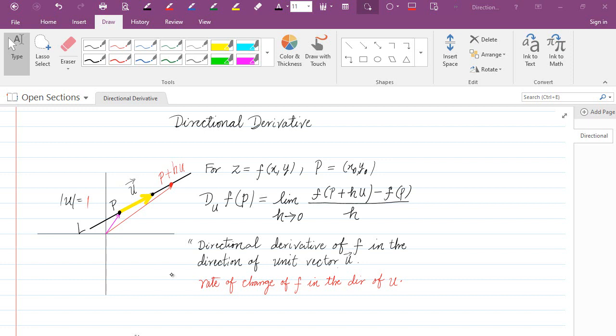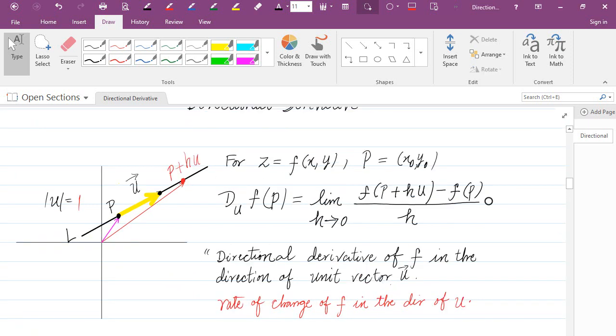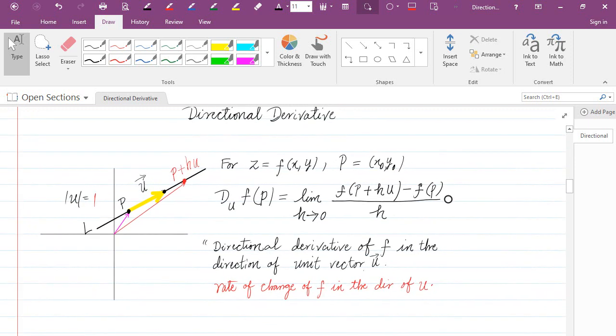All right, good. So we are going to introduce a directional derivative today. Let z be a function of x and y. So z is equal to f of x, y, and let P be a fixed point in the domain of f. P is equal to (x naught, y naught).